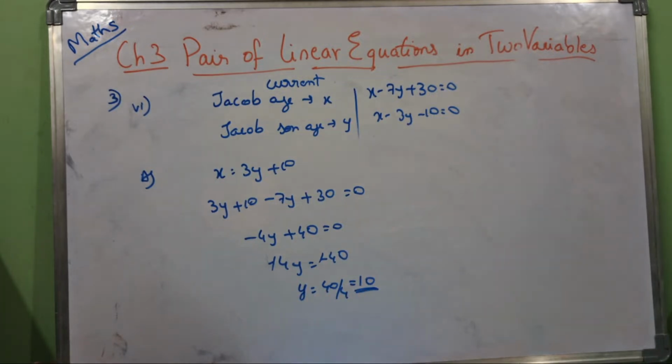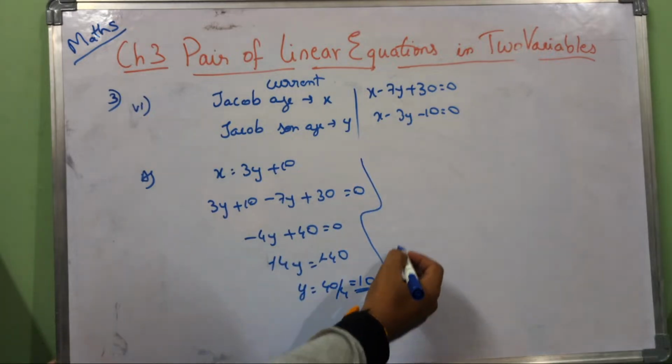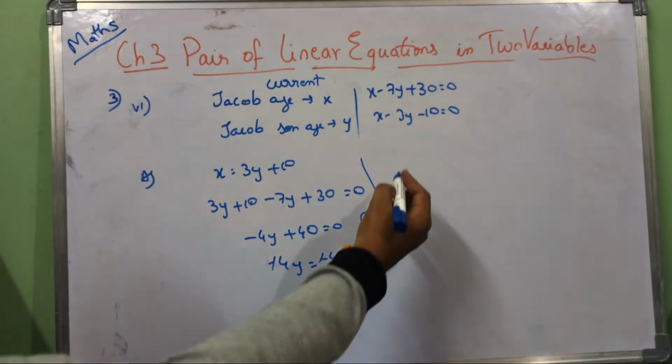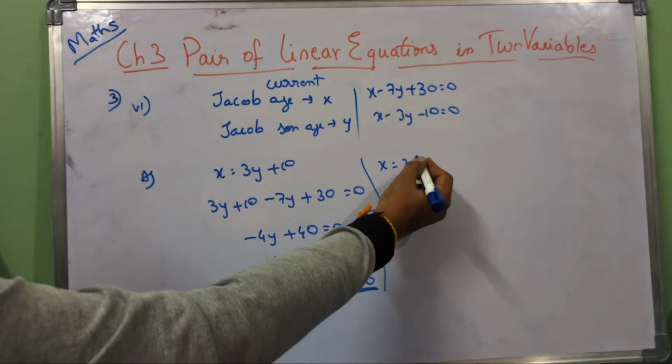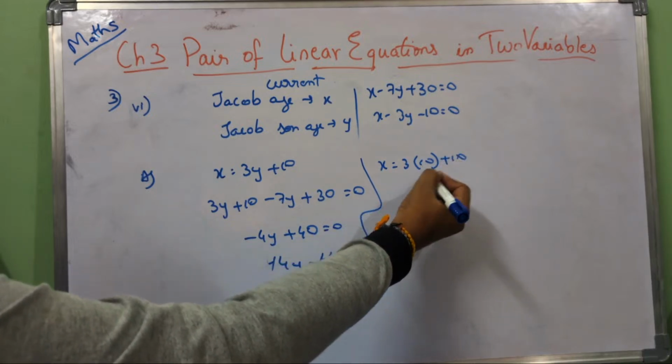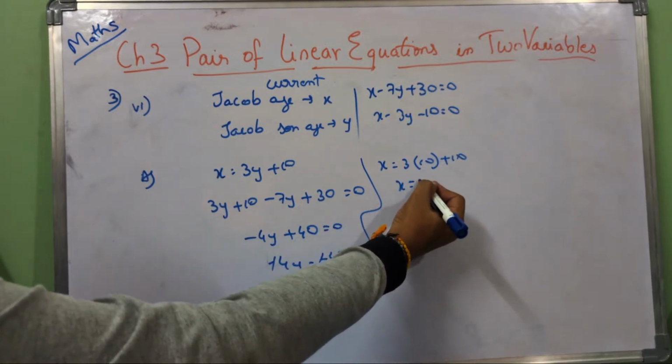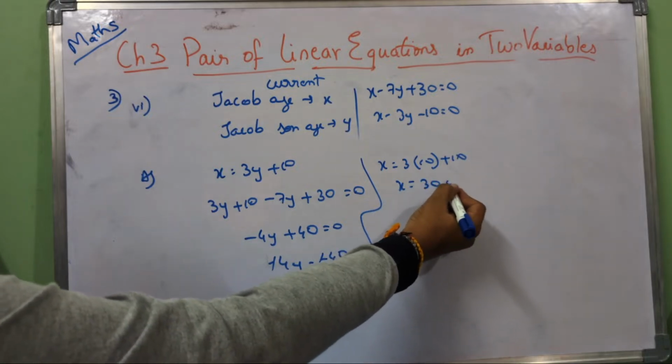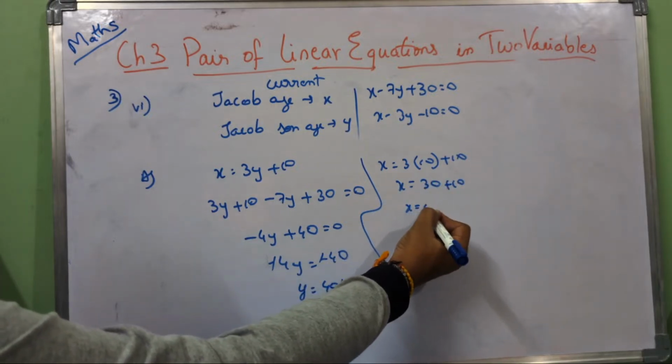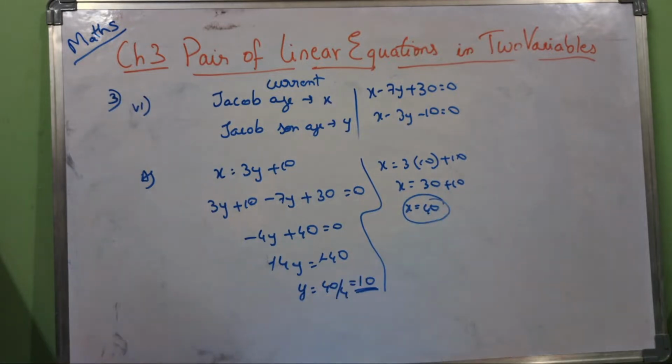Current age is 10. Let's take Jacob's age. Substitute here itself. x equal to 3 into 10 plus 10. So x value is 30 plus 10. So Jacob's current age is 40. And just cross check.